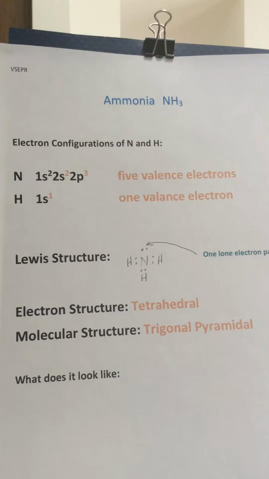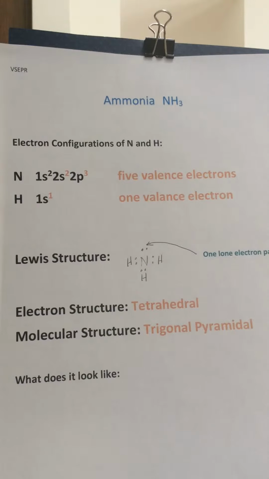Nitrogen is 1s2, 2s2, 2p3. That means it's got 5 valence electrons. Hydrogen, 1s1, as before, 1 valence electron. Now there's 3 of them. All right, so let's look at the Lewis structure. And I think we've done ammonia before as a Lewis structure, so it's right there.